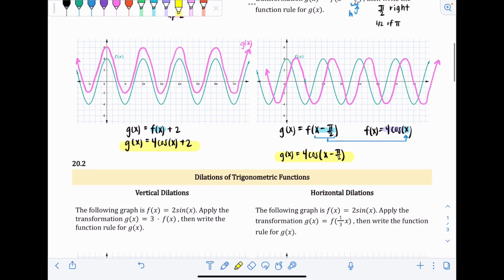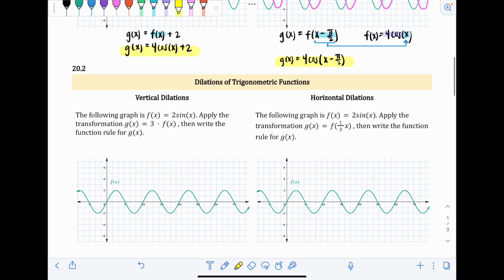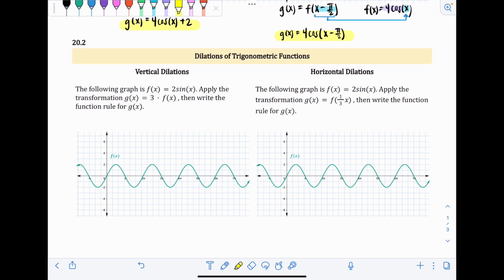Okay, moving down to 20.2, this is dilations of trig functions. So we'll start with vertical dilations. The following graph is f of x equals 2 sine of x. Apply the transformation g of x equals 3 times f of x, and then write the function rule for g of x.